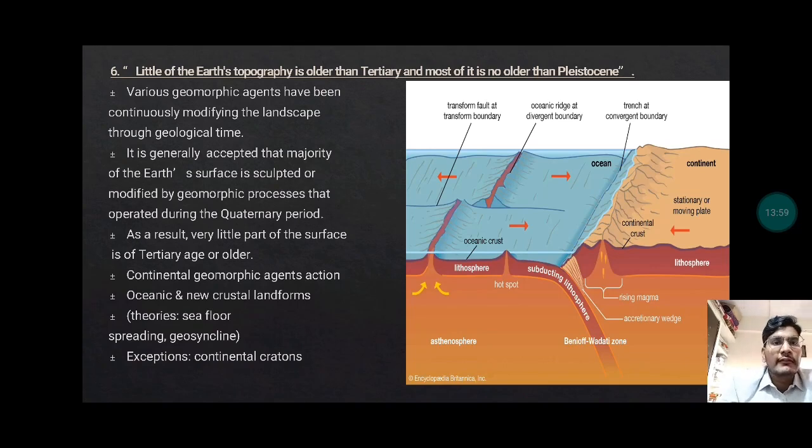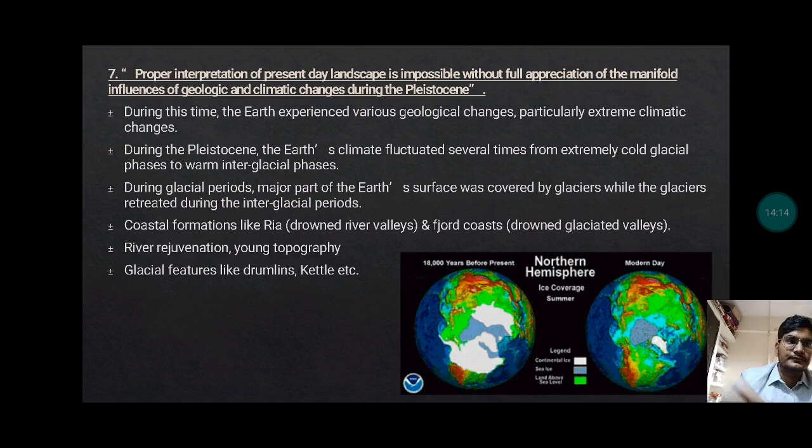So now it is very clear for you that there are three different types. One is oceanic crustal landforms, the second one is the continental crustal landforms which had the impact of the geomorphic agents, and the third one is continental cratons. Right, let's move to the next concept.